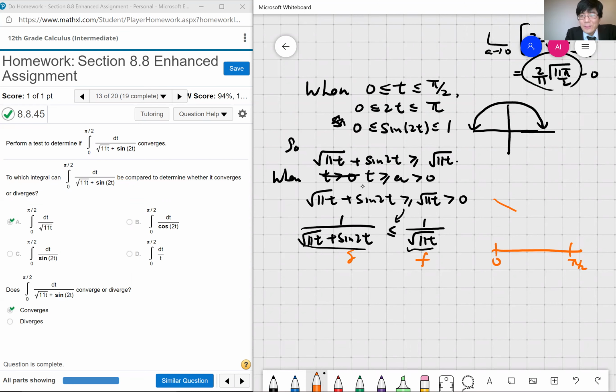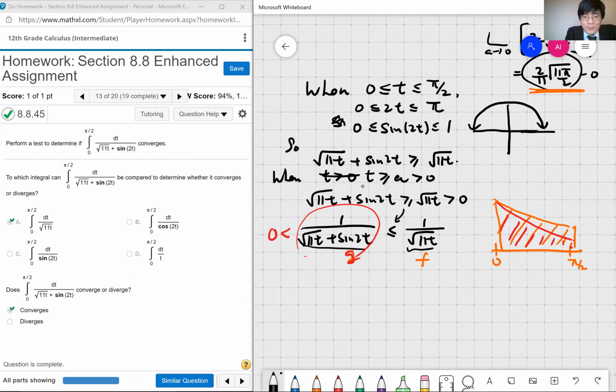Then f is always greater than g. Okay, f is always greater than g. So if f has a finite value of the area like this, then the area defined by this should be smaller. So this should have some finite number. So we can say this one will converge to something. And this should be greater than 0.